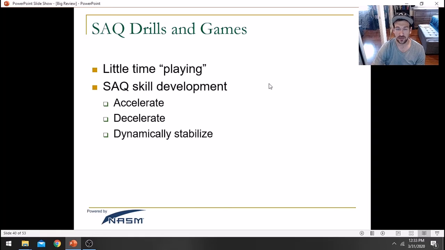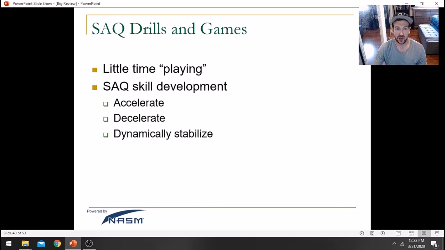SAQ training, right? These are sometimes, when we're playing it with kids, often in the form of drills and games. Basically, you've got your speed section, your agility section, and your quickness section. Speed is going to refer to your ability to move in one direction as fast as possible. Agility is going to refer to your ability to accelerate, decelerate, and change direction as fast as possible. And quickness is your ability to change body position and react to an external stimulus as fast as possible.